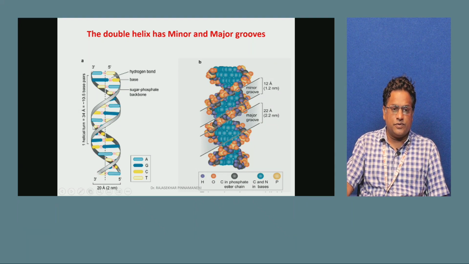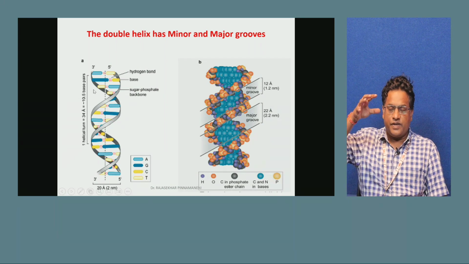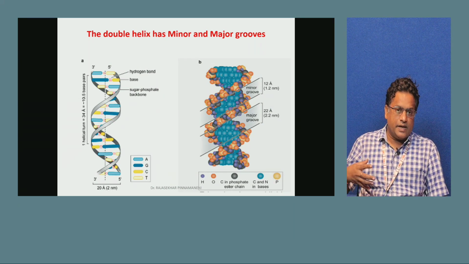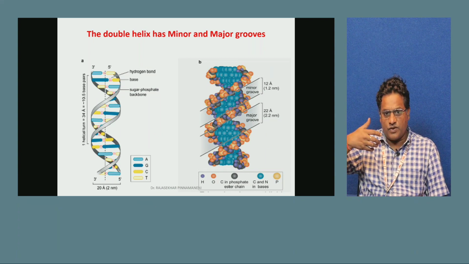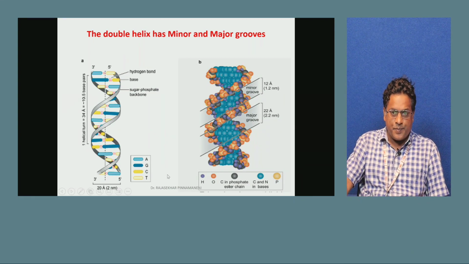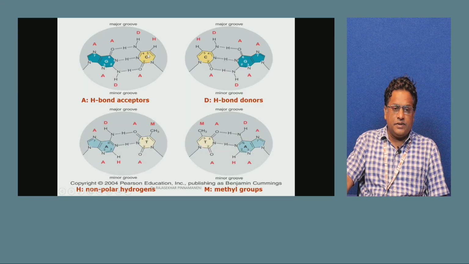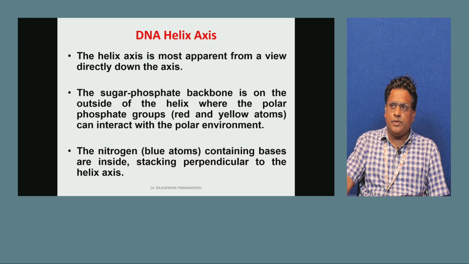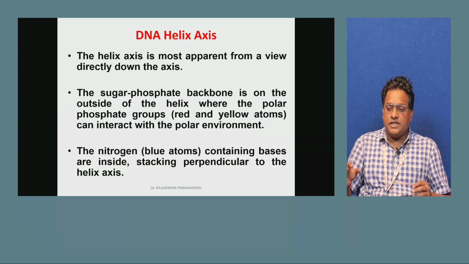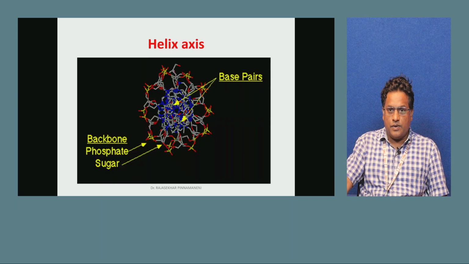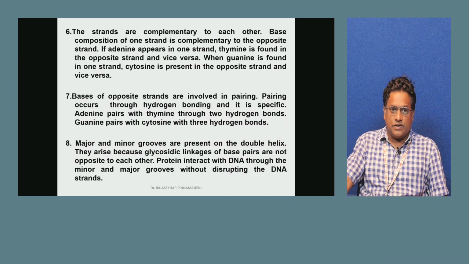So what's a major groove? Here is where the nitrogenous bases are exposed. And when you are having a minor groove, it's the sugar phosphate backbone you are having. So this is how the discovery was important in how we came up with an idea of whether it's a DNA, how it is well organized, and how AT and GC are organized.